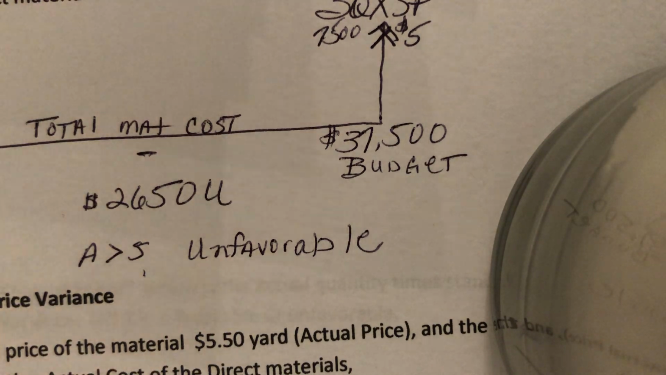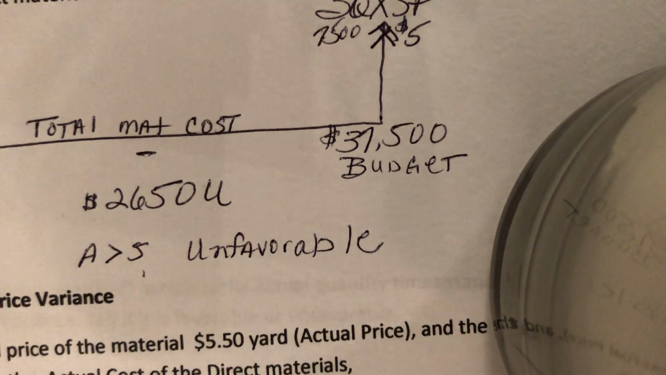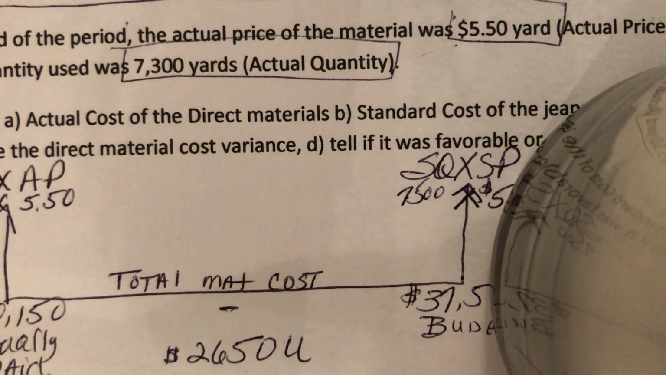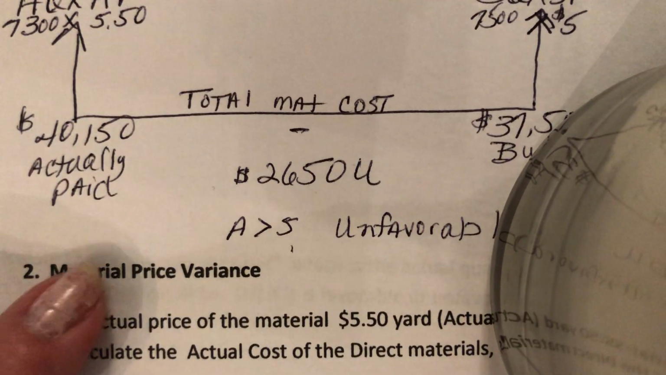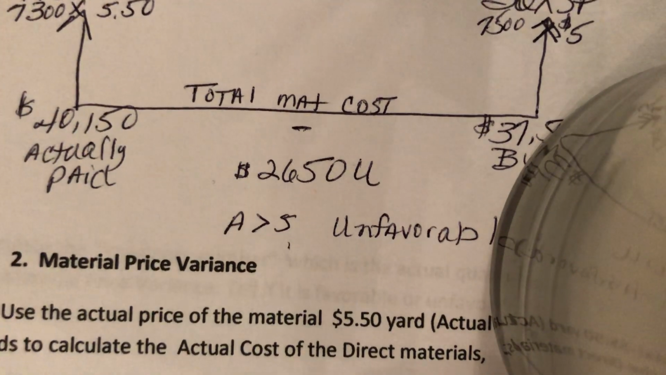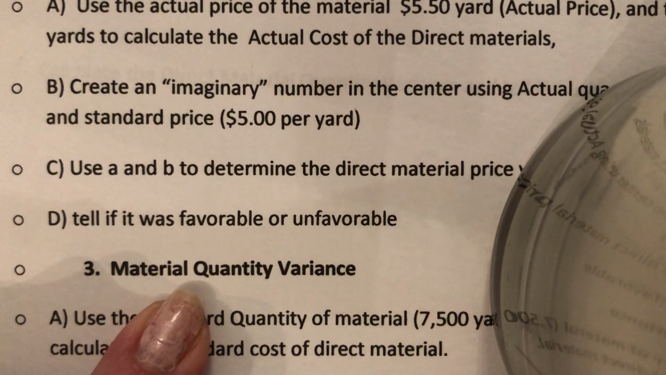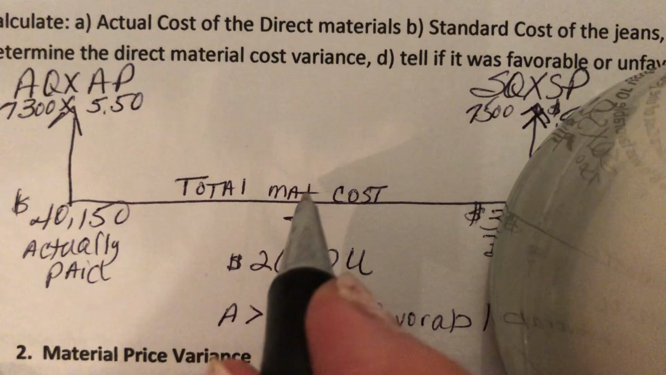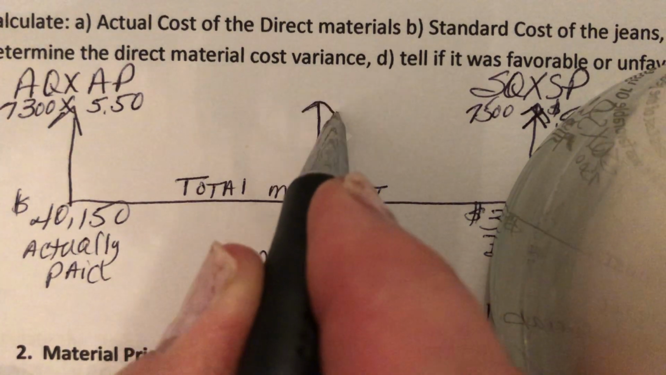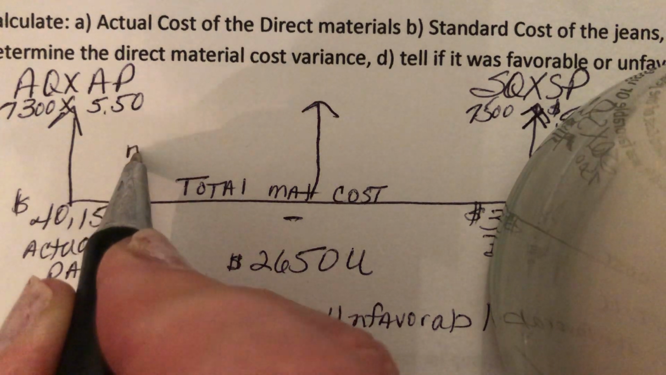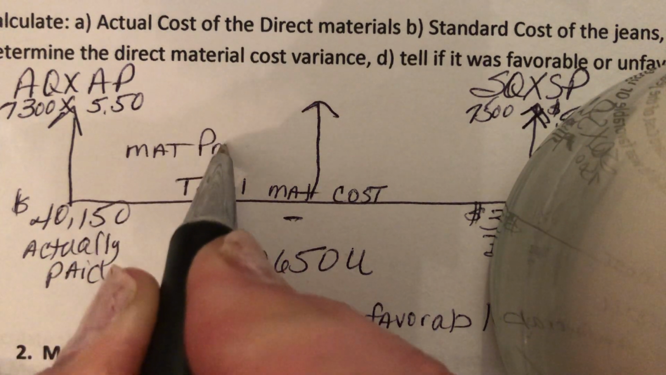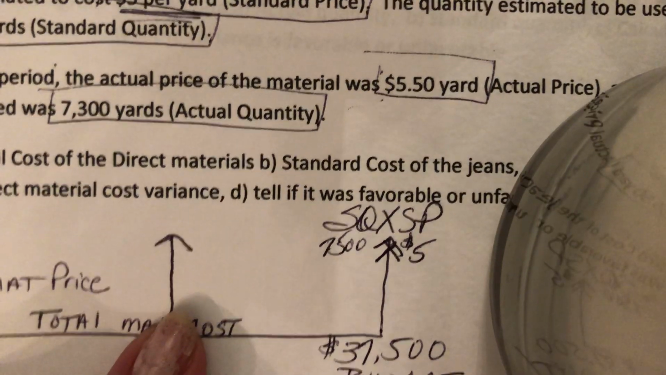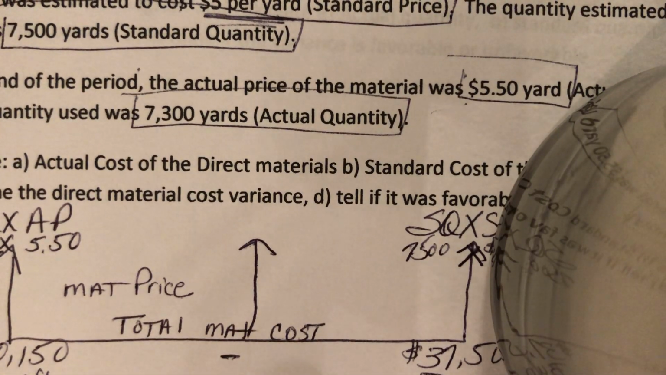Okay. Now, I want to introduce you to a new term that I refer to as the imaginary term. Okay. And this is going to help us get this price variance and this quantity variance. Okay. So we want to focus on the price variance first. I want to draw a line straight up. Okay. And this is going to be material price variance.